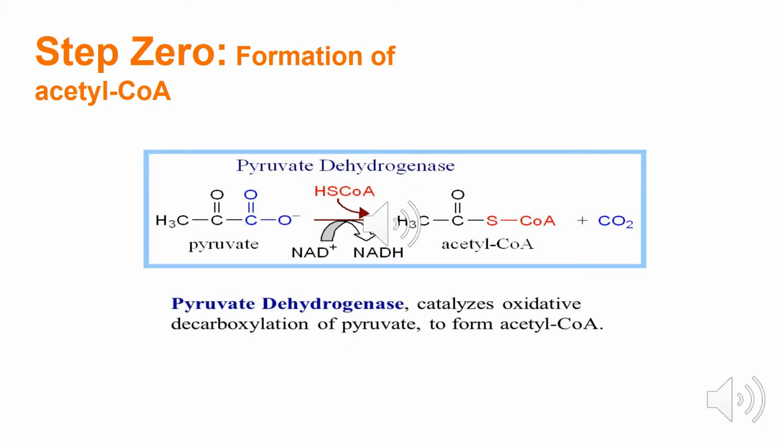Step 0. We just got pyruvate from glycolysis, and pyruvate dehydrogenase is going to catalyze a 3-step mechanism for decarboxylation, then oxidation, and then transfer of coenzyme A to make acetyl coenzyme A and a byproduct of CO2, with the help of an electron carrier molecule, NAD+ to NADH.